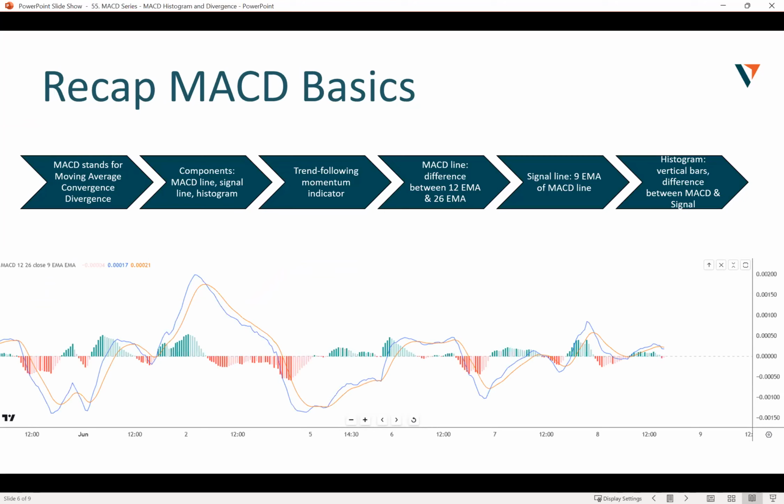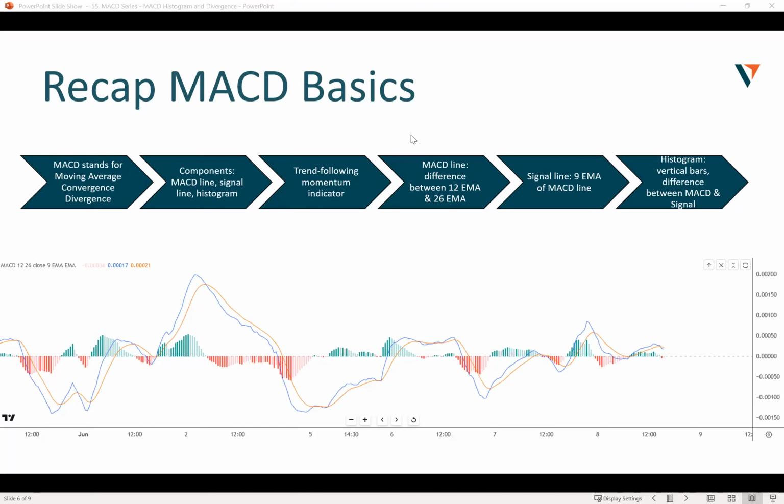Okay, so this is an example of MACD. This is an indicator. MACD itself stands for moving average convergence and divergence. There are three components in MACD. It's a widely used technical indicator, and it helps us to identify potential trend reversals. The three components that we have would be our MACD line, signal line, and our histogram.